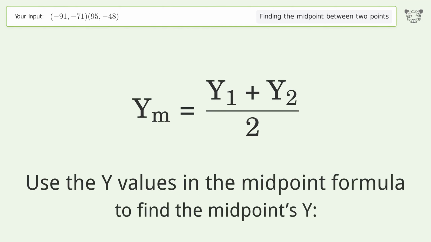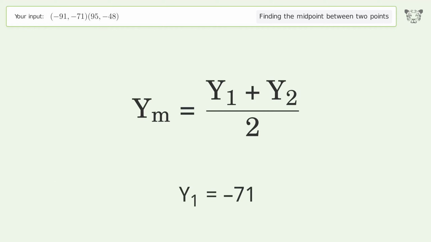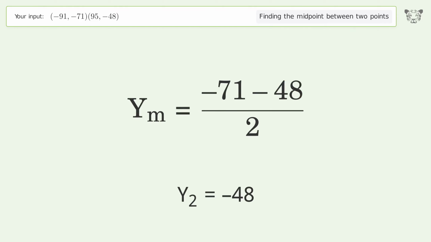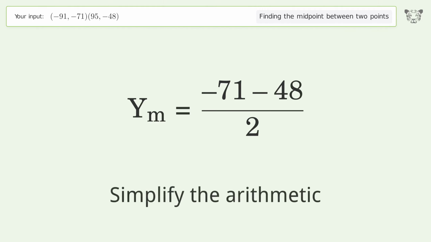Use the y values in the midpoint formula to find the midpoints y. y1 equals -71. y2 equals -48. Simplify the arithmetic.